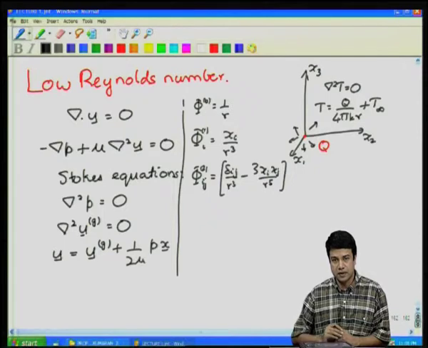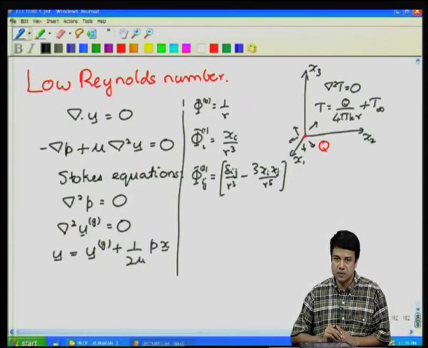Obviously, these are decaying solutions. The value of the solution decreases as r increases, as the distance from the origin increases. Phi naught decreases as 1 over r, phi 1 as 1 over r square, phi 2 as 1 over r cubed, and so on.